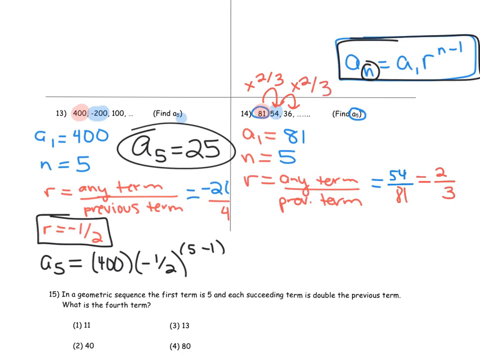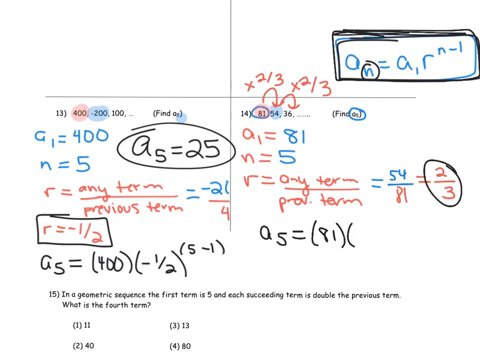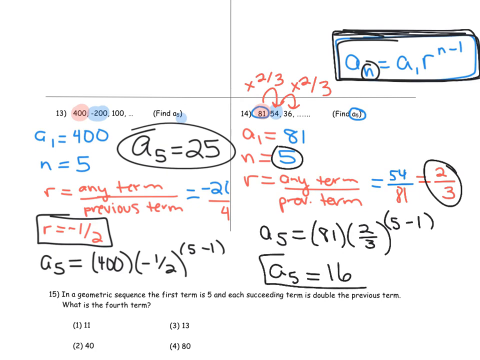Okay, so let's fill into our formula. We're going to follow this formula again. So I have a sub 5, where n is 5, is equal to the first term of 81 times the common ratio of 2/3 raised to the n, so 5 minus 1. And again, guys, this purely goes into the calculator. So when you type this into the calculator, you should end up getting 16.